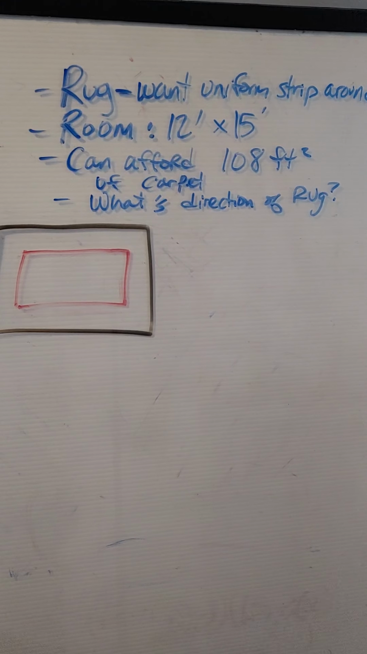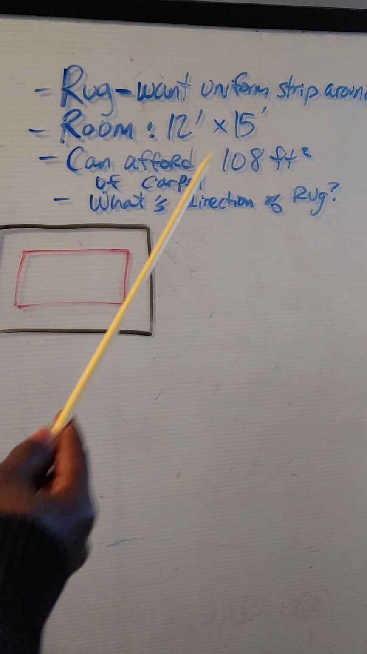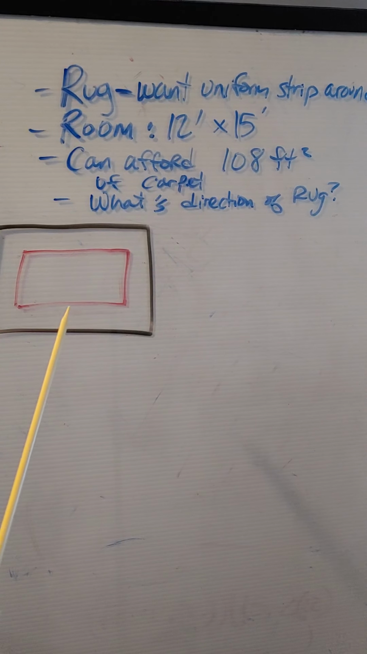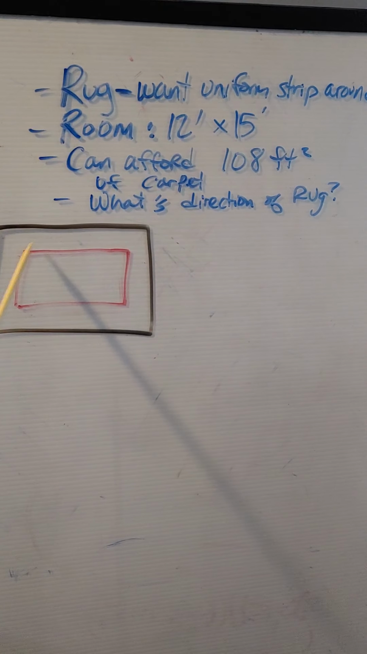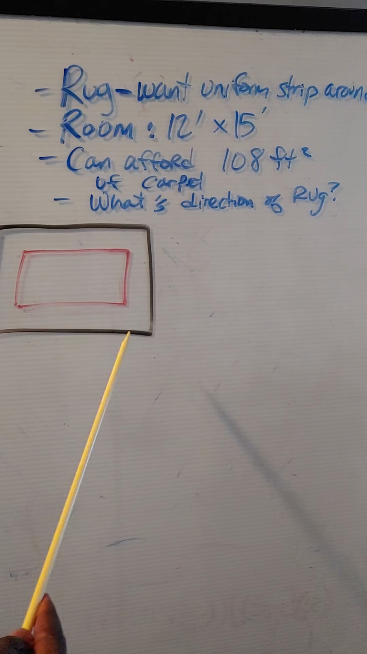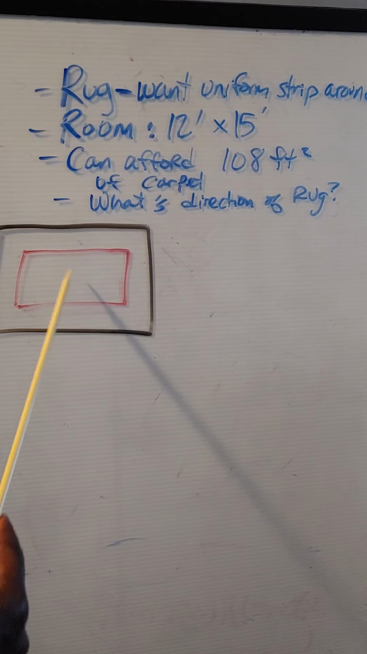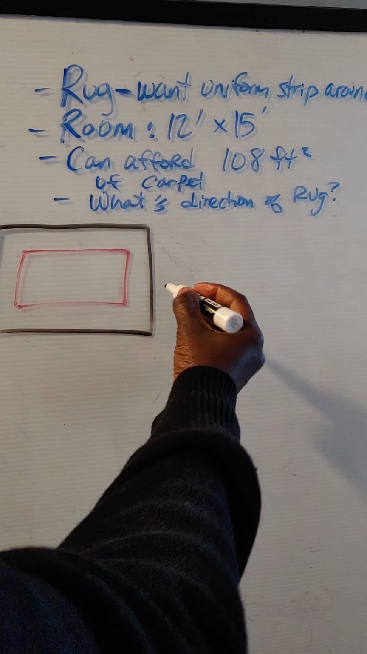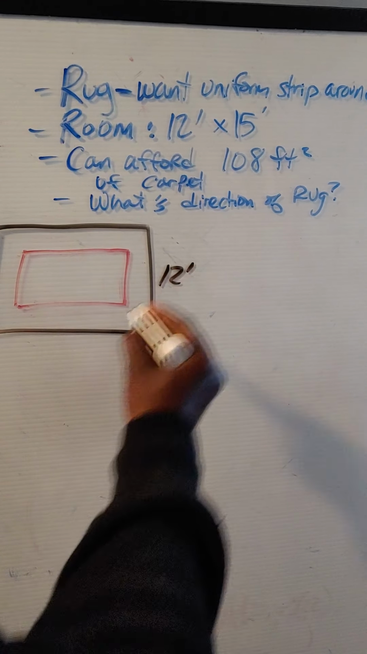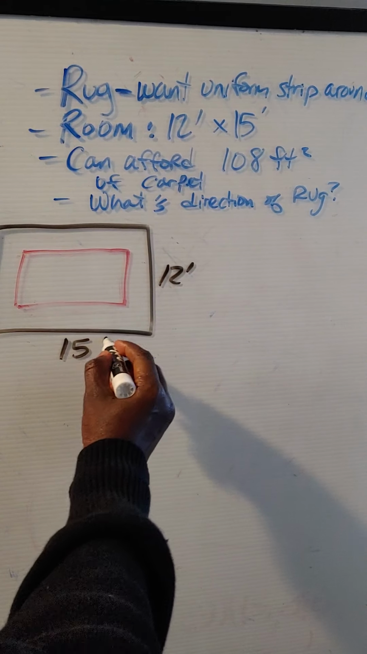Okay, so Zach has a room that's 12 by 15 feet, and he wants to have a rug, and it has to be a uniform strip around the room. So basically, this rug is going to be in the center of this room. So this is the room, 12 by 15. I always like to draw pictures, whenever possible, 12 by 15 feet.